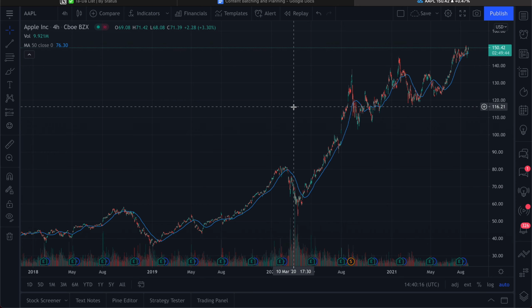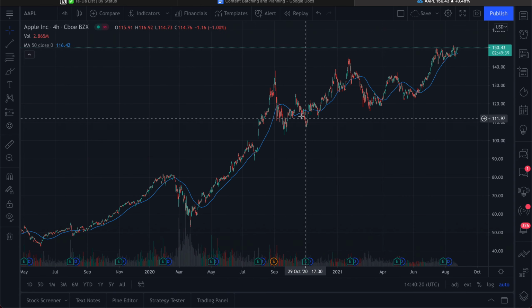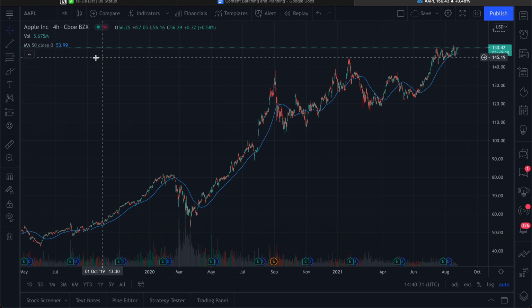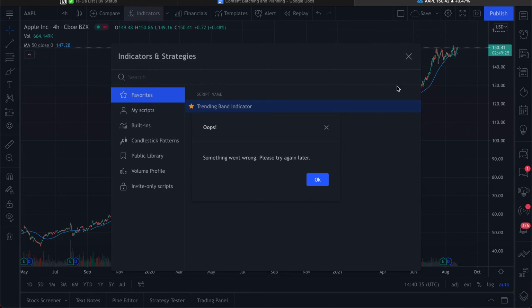Now, the problem with strategy number 2 is there's actually a lot of false breakouts. For instance, you can see this point right here where it just goes up and down and up and down and up and down, which means that you're going to buy above here, it's going to hit your stop. You're going to buy above here, it's going to hit your stop, right? And so you're actually going to be losing money on those trades. So that's actually why I created the indicator, the trending band indicator.